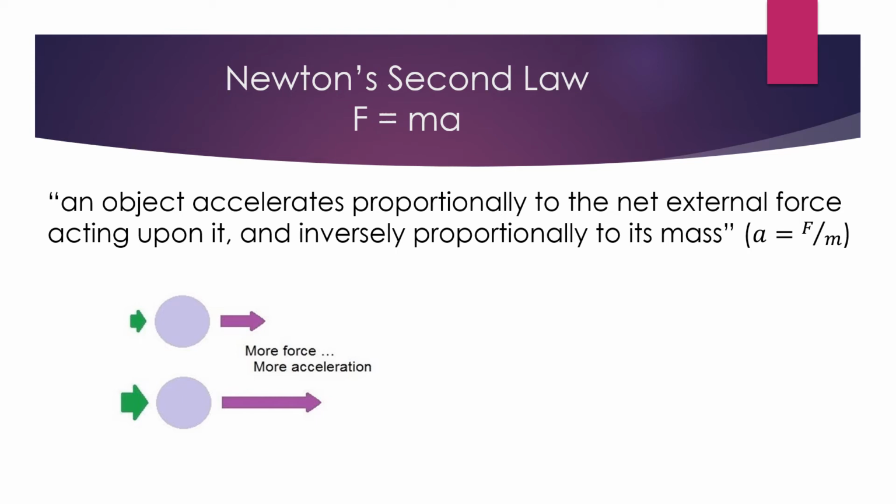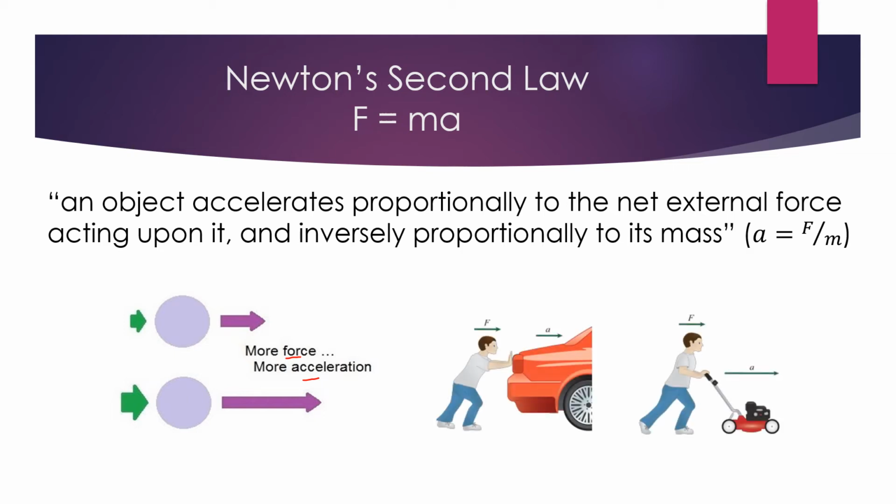Proportional means if one goes up, the other goes up. So since acceleration and force are proportional, if the force goes up, acceleration goes up. So if there's more force, there's more acceleration. So that's what proportional means. One goes up, the other does too. At the same time, if one goes down, the other's going to go down. So they're going in the same direction.